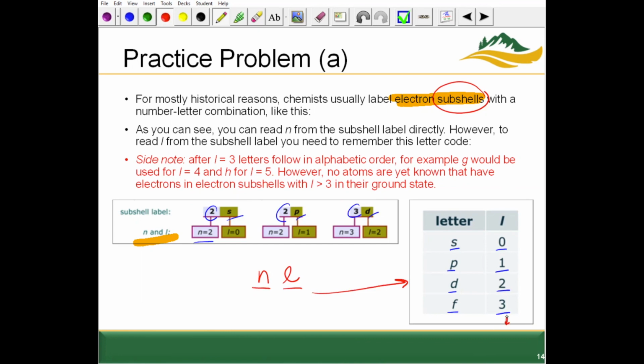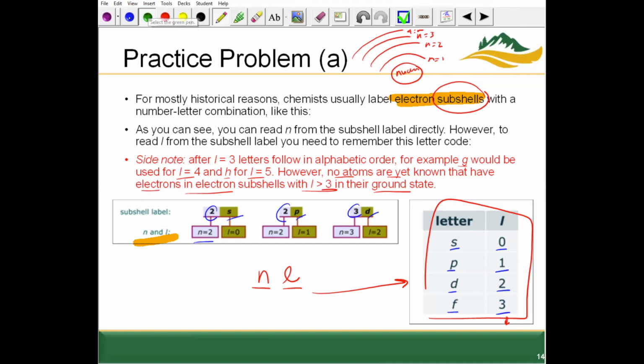If you're wondering what happens after l equal to 3, well, g would be an l value of 4, h for an l value of 5. However, you don't need to know anything past these because no atoms are yet known that have electrons in energy subshells with an l value greater than 3 in their ground state.